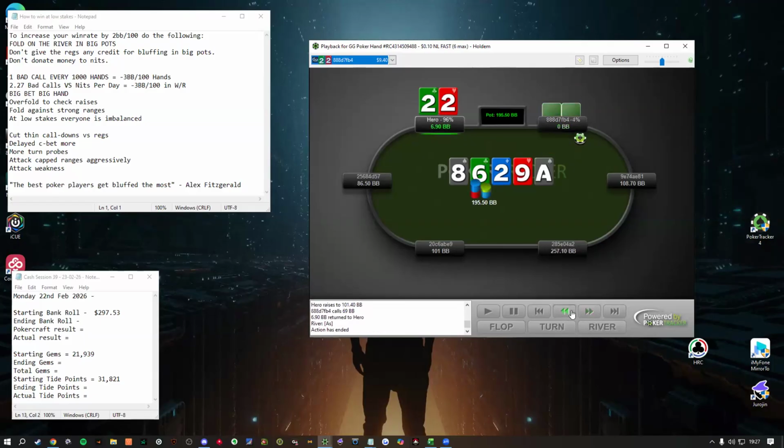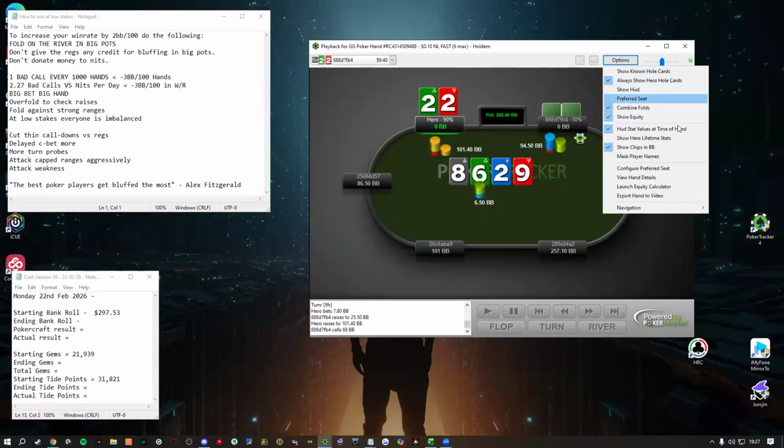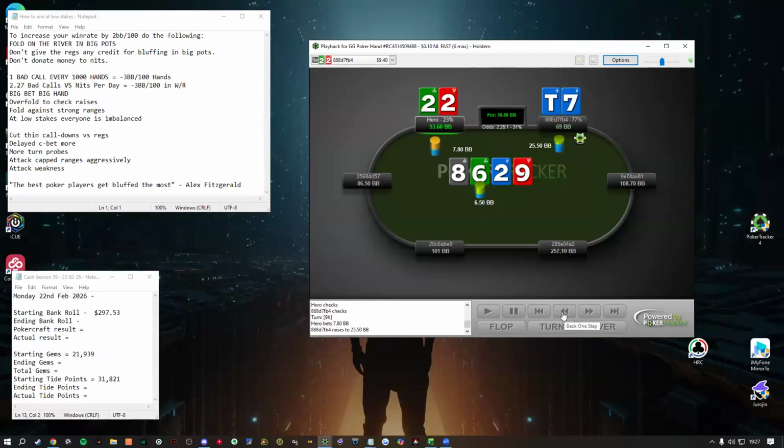Yeah. I think you're trying to click on options. Click up in the corner on options and show known hole cards. Show known hole cards at the top. And now go to the turn. Yep, you're good. Now it's showing you your equity.